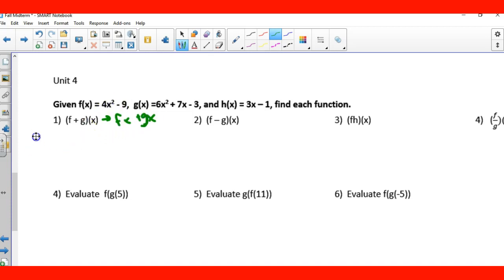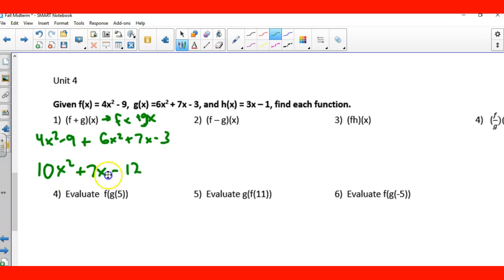I got f, 4x squared minus 9, plus 6x squared plus 7x minus 3. Alright. Now combine like terms. 4x squared and 6x squared gives us 10x squared. 7x is the monomial right here with the x term. And negative 9 and negative 3 are the constants, which gives us negative 12, okay?